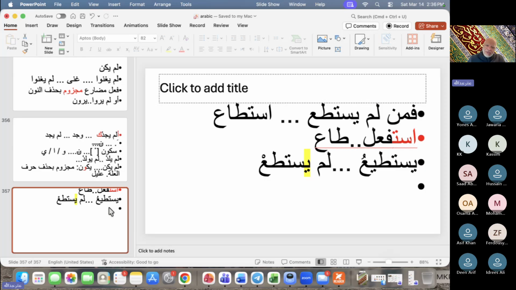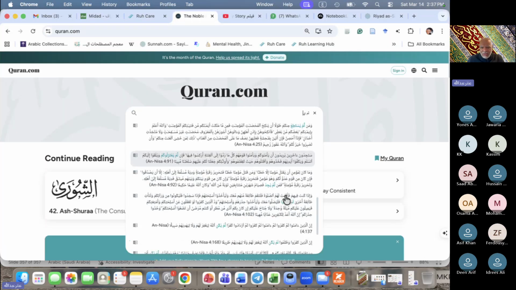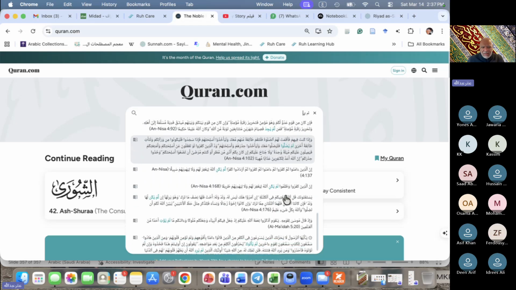So for example, lam yakun. We know that yakun was yakun because this is the mudara, yakun. It has a waw. Maybe yastati' is not a common verb like yakun. So we know that yakun had a waw and this waw was dropped. So yastati' had a ya and this ya was dropped. Other examples are in here. We have seen lam yajid, lam yusallu, lam yakun.